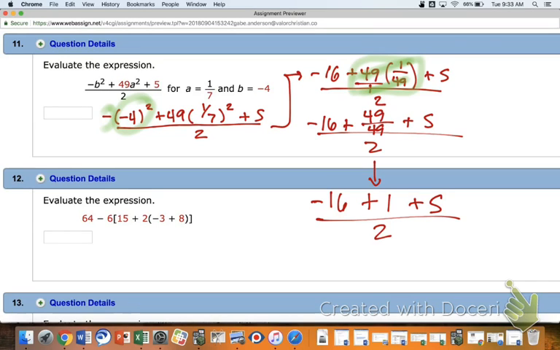And now I'm just down to addition and subtraction in the numerator. The denominator has just been 2 this whole time, so I've really only been working on the numerator. All right, so negative 16 plus 1 is negative 15, sorry. And negative 15 plus 5 is negative 10. Negative 10 over 2 is negative 5 when you finally simplify the fraction down.